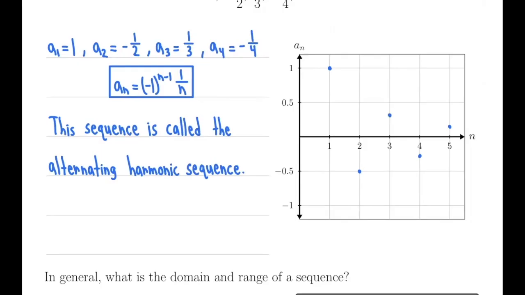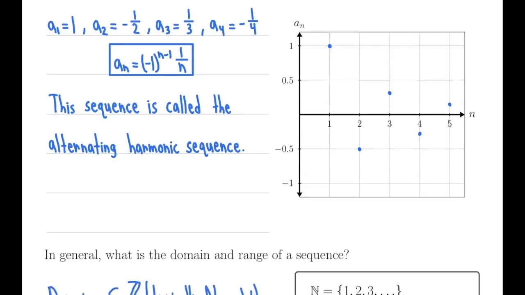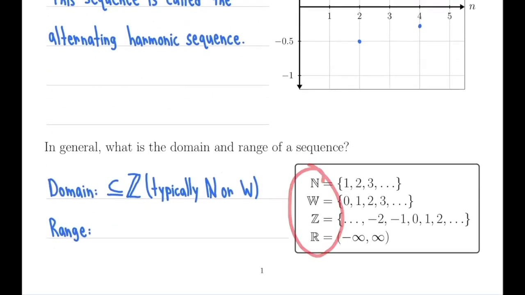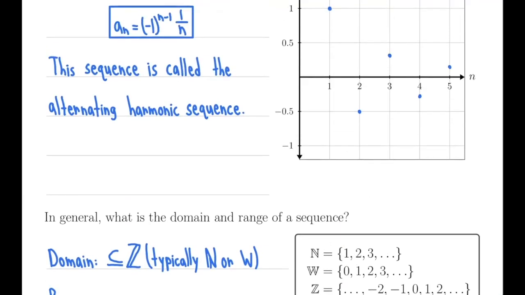Why don't we just make it negative 1 to the n minus 1 times 1 over n for all natural numbers n? Yeah, you can say that. But that's for this specific example. In general, using these sets right here, what's going to be the range of a sequence? What possible things can we output? Can we output negative numbers? We already have. Yeah, we can output negative numbers. We can output fractions.